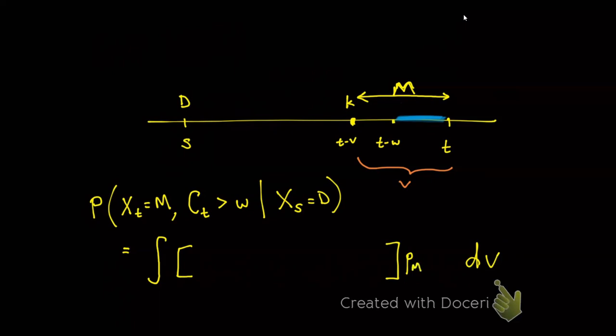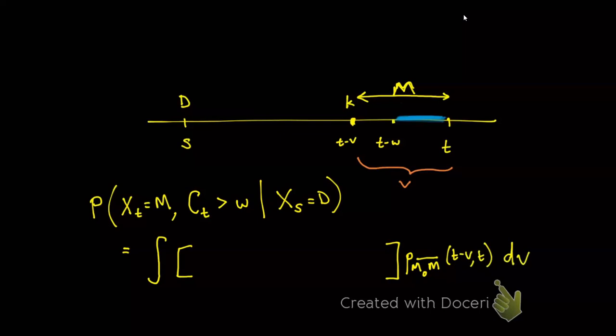M naught, because we're saying that at time T minus V, we want the person to have just become married. Because now the rates are also dependent on the current holding time, we're going to say M naught to M bar, because we want to stay in that married state from T minus V up until time T. And we are integrating with respect to V.